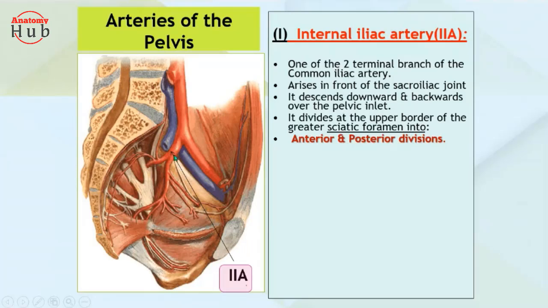So now we'll see that this anterior division will supply the whole pelvic viscera and the muscles here. But the posterior division, you can see many branches coming out from it, and they are passing through the sciatic foramen and going outside. That is making the gluteal arteries. As I have told you, from this greater sciatic foramen, the superior gluteal and inferior gluteal arteries come out, right?